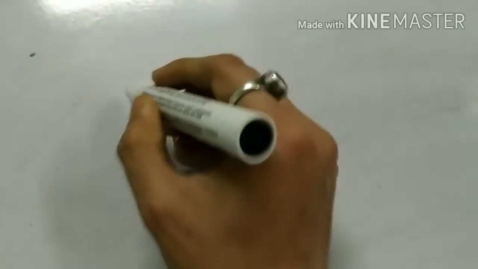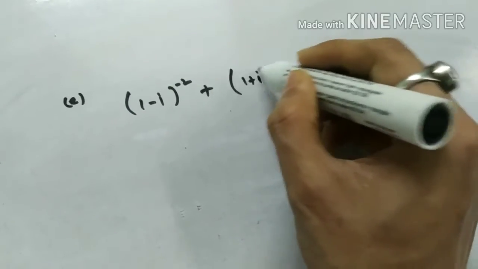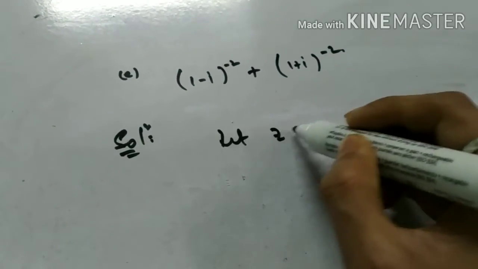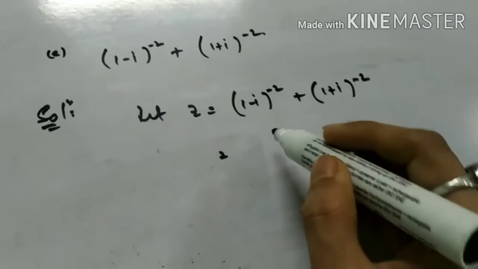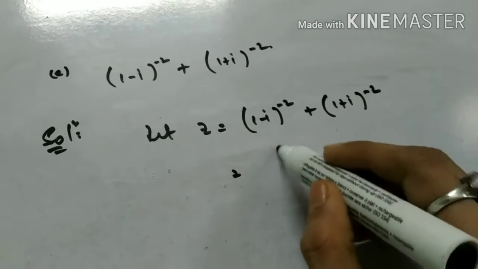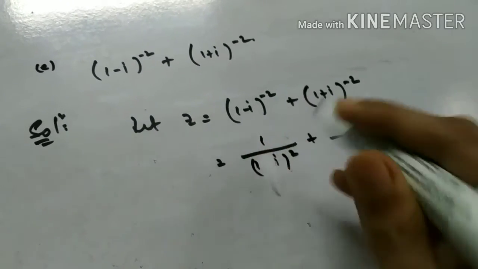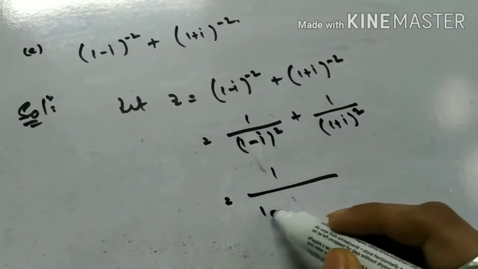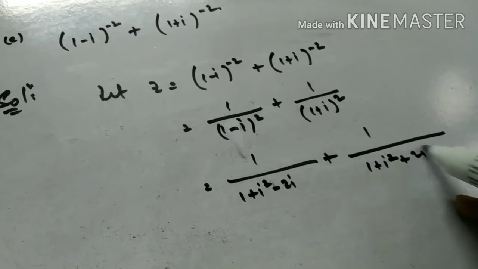Next, again, number E: (1 − i)^(−2) + (1 + i)^(−2). Solution: let z equal (1 − i)^(−2) + (1 + i)^(−2). So this becomes 1 by (1 + i)² plus 1 by (1 − i)². Now (1 + i)² gives 1 + i² + 2i, and (1 − i)² gives 1 + i² − 2i.